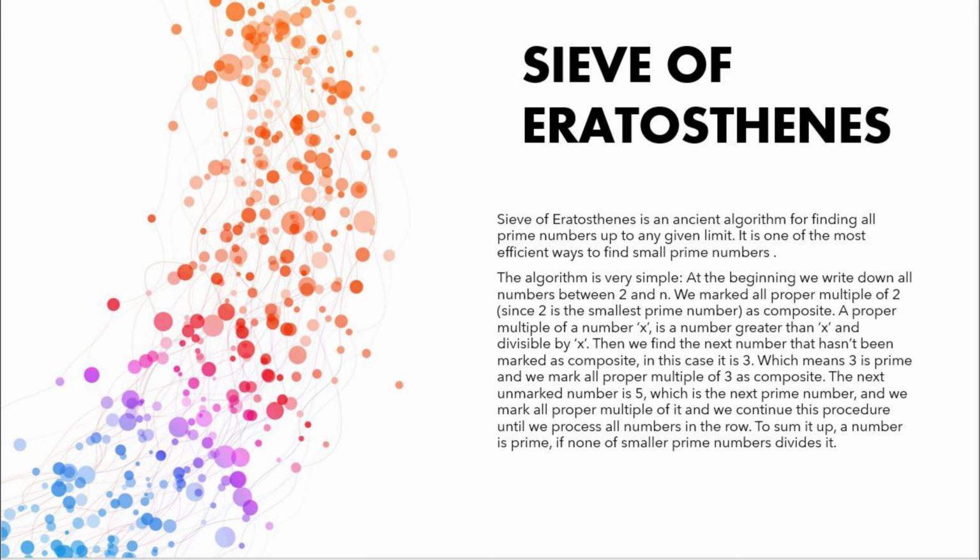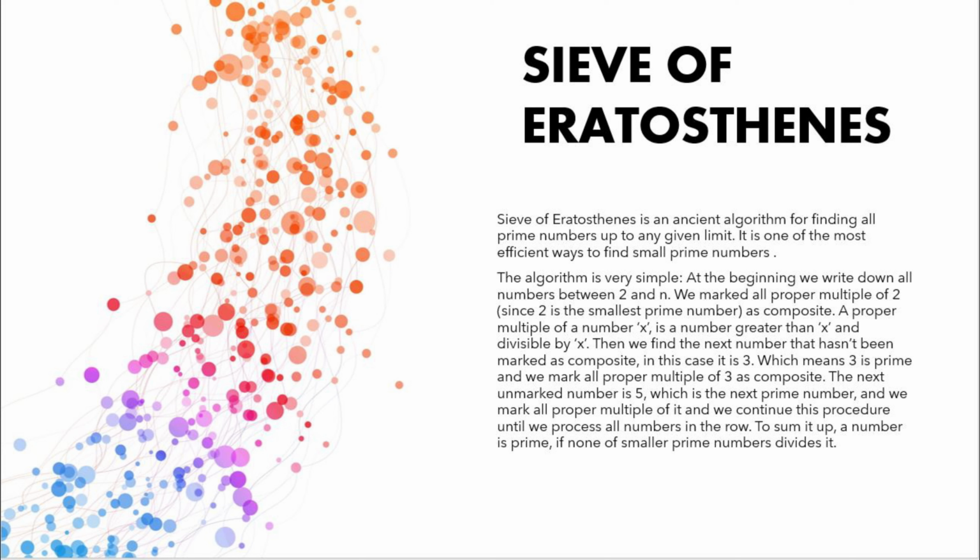At the beginning, we write down all the numbers between 2 and n. We mark all proper multiples of 2 as composite since 2 is the smallest prime number. A proper multiple of the number x is a number greater than x and divisible by x. Then we find the next number that hasn't been marked as composite. In this case, it is 3.